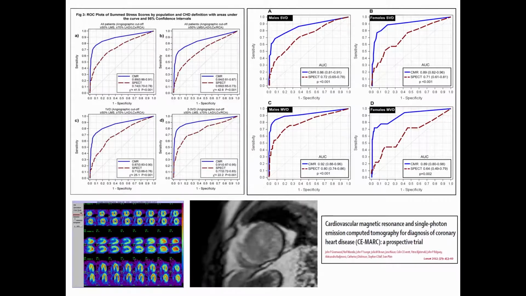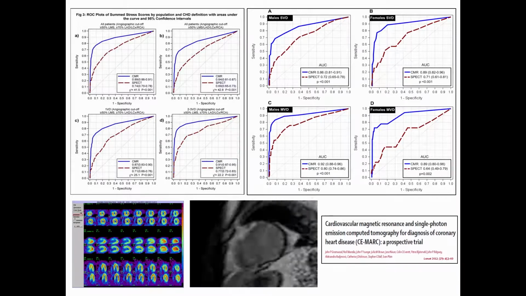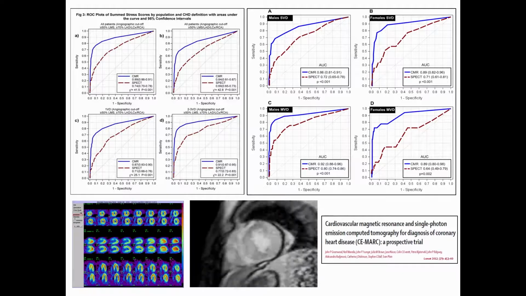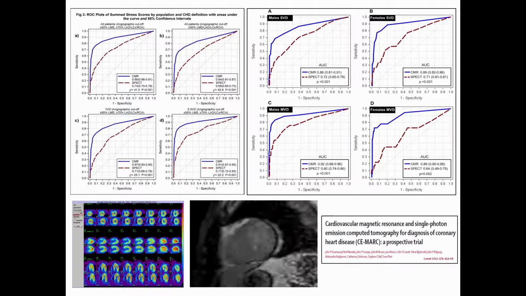But essentially what it showed is it doesn't matter whether you've got stenosis at 70% as the threshold or 50%, whether you're looking at single-vessel or multi-vessel disease, MR outperformed nuclear in terms of its area under the curve, the blue lines versus the red lines, and the same in males and in females.